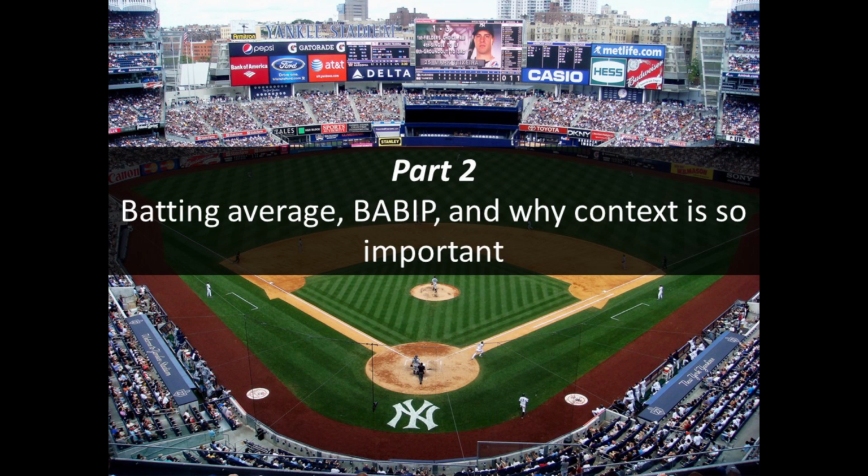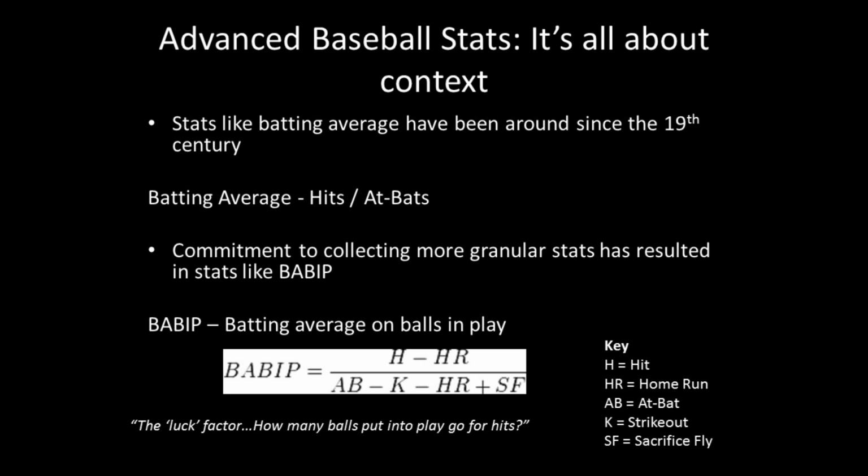Which leads to the second piece of this, which is why context is so important. Now, in baseball, the statistic batting average has been around for a very, very long time. And it's a good statistic. It tells a story, and it's fairly simple. Hits divided by at-bats. Now, in recent years, Major League Baseball, with their commitment to granular data collection, has seen the advent of the statistic BABIP, batting average on balls in play.